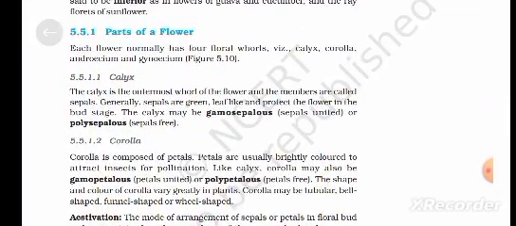Parts of a flower. Each flower normally has four floral whorls, namely calyx, corolla, androecium, and gynoecium. Calyx is the outermost whorl of the flower, and the members are called sepals. Generally, sepals are green, leaf-like, and protect the flower in the bud stage. The calyx may be gamosepalous, sepals united, or polysepalous, sepals free.